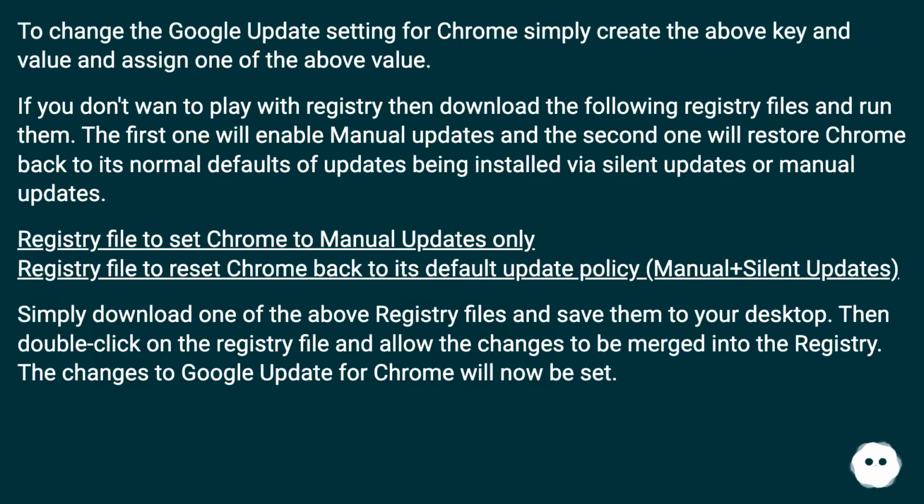To change the Google Update setting for Chrome, simply create the above key and value and assign one of the above values. If you don't want to play with registry, then download the following registry files and run them. The first one will enable manual updates and the second one will restore Chrome back to its normal defaults of updates being installed via silent updates or manual updates. Registry file to set Chrome to manual updates only. Registry file to reset Chrome back to its default update policy, manual plus silent updates. Simply download one of the above registry files and save them to your desktop. Then double-click on the registry file and allow the changes to be merged into the registry. The changes to Google Update for Chrome will now be set. For more, you can read this source.